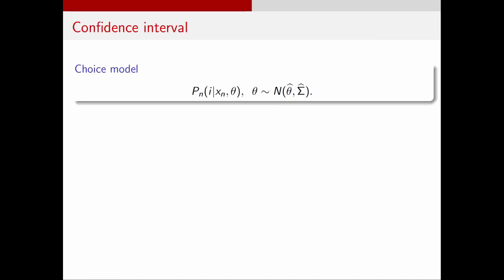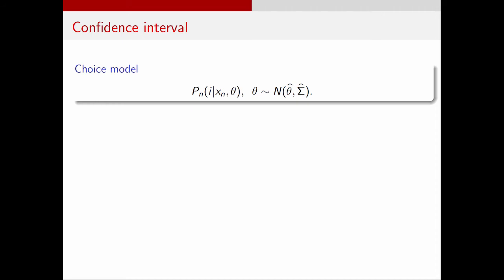Let's take our choice model. So the choice model predicts for individual n the probability to choose alternative i, given the explanatory variables x_n and the set of parameters theta. And because we estimate theta using maximum likelihood, the estimates follow asymptotically a normal distribution with mean theta hat and a variance-covariance matrix, sigma hat.